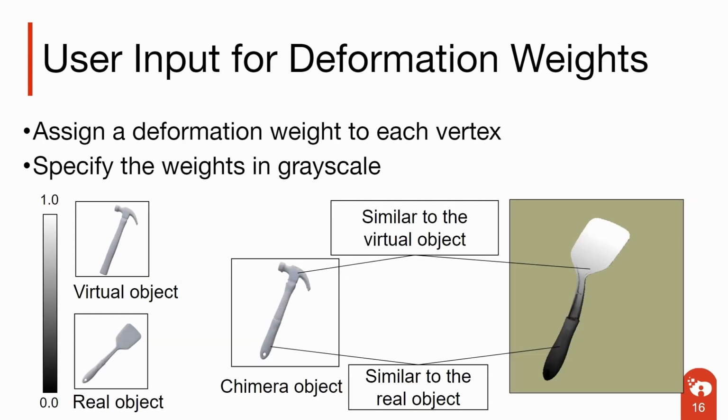We implemented a user interface that allows the user to assign deformation weights to each vertex of a chimera object. To specify the weights, the user can paint an object in grayscale from 0 to 1. The brighter the pixel values, the more similar that part is to the shape of the virtual object. And the darker the pixel values, the more similar the shape is to the real object.